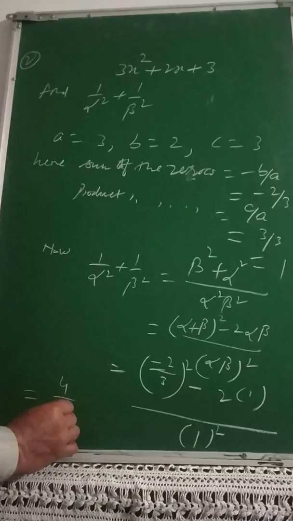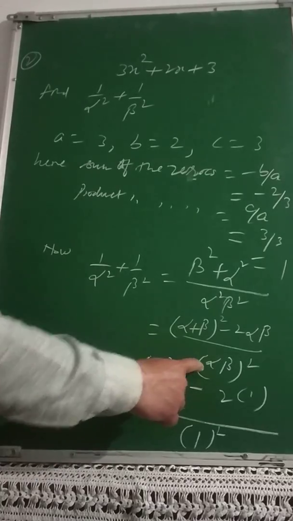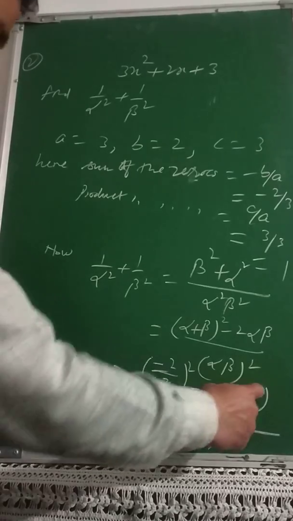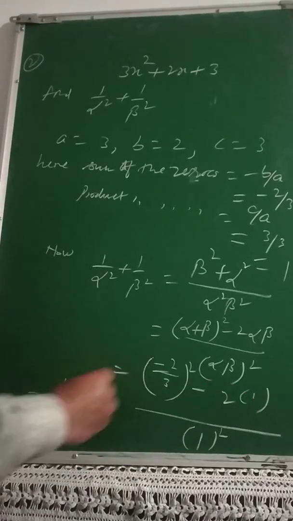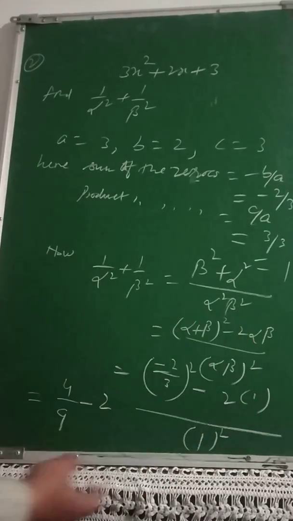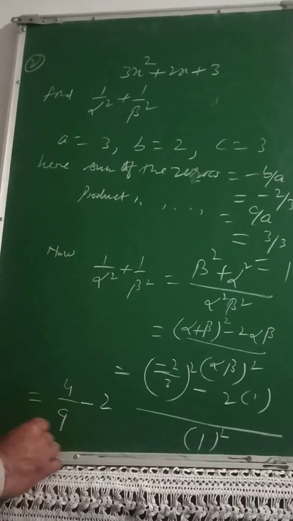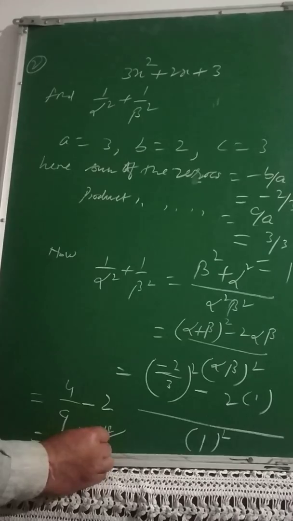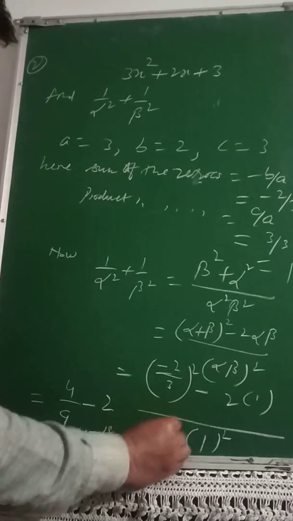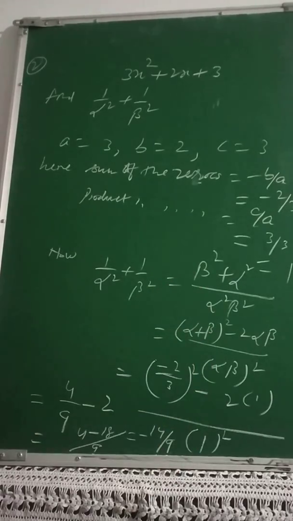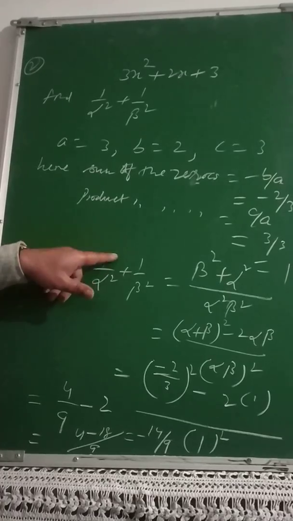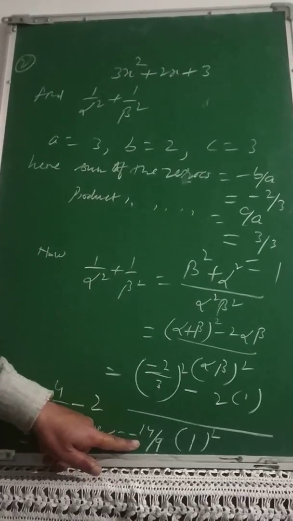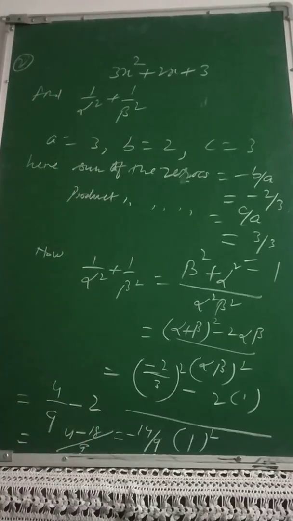So minus 2 upon 3 squared is 4 upon 9, minus 2 into 1 is minus 2, and upon 1 means 1. So finally this is 4 minus 18 upon 9, that becomes minus 14 upon 9, which will be the solution of this. 1 upon alpha square plus 1 upon beta square is equal to minus 14 upon 9, which will be the answer for this question.